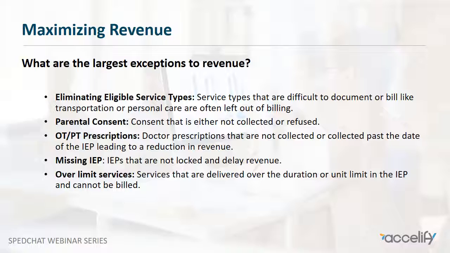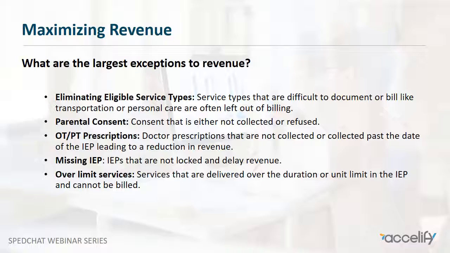And then on the OT and PT prescription level, we do see these collected pretty frequently. And for the most part, you don't see a lot of missing prescriptions. But what you do see is delays in collecting the prescription. The prescription won't come through for 6 to 8 weeks after that IEP takes place. And that prescription's good from the date of the signature. So the prescription is not covering that first 8 weeks, and you're getting a revenue loss right there.